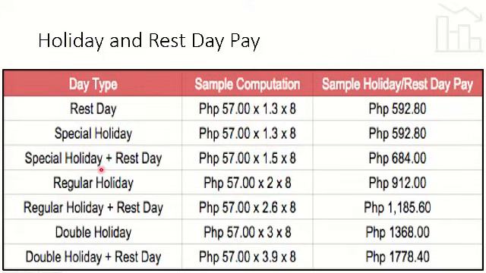Then, special holiday, tapos tumapat pa na rest day mo, tapos nagtrabaho ka. Halimbawa ng special holiday natin, for example, nawalan ng pasok ng December 24, kasi hindi naman holiday ang December 24. So, dineclare na special holiday sa December 24, tapos nagtrabaho ka pa, rest day mo pa yon. So, the rate will be multiplied by 1.5. So, that is 150%, 1.5.